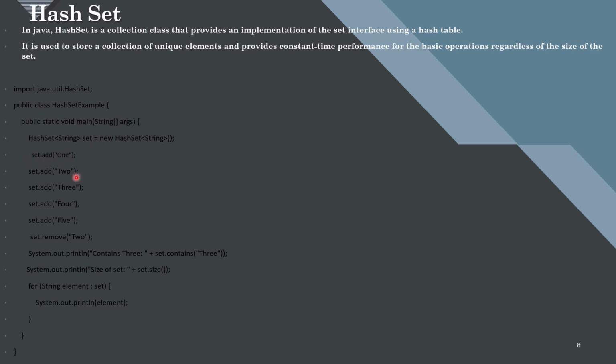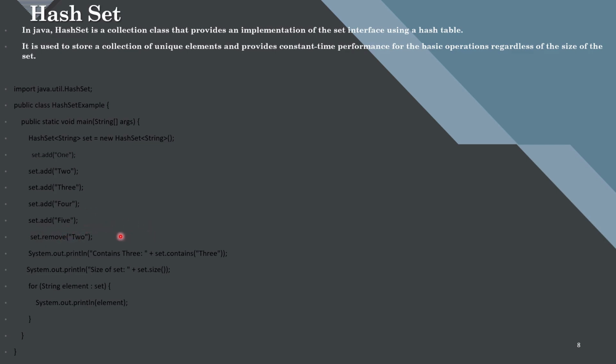So here similarly you can see set.add(1), set.add(2), set.add(3), set.add(4), set.add(5). So 1, 2, 3, 4, 5 we have added into the HashSet. Now how do we remove? So set.remove we will use.